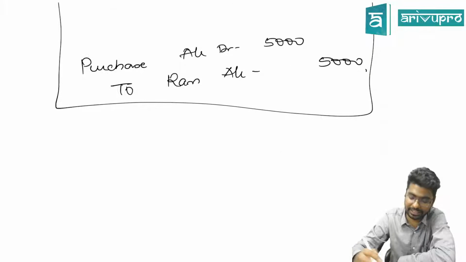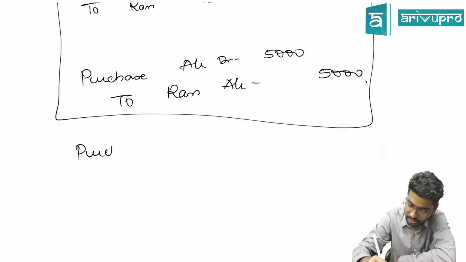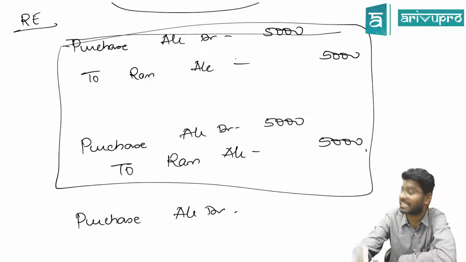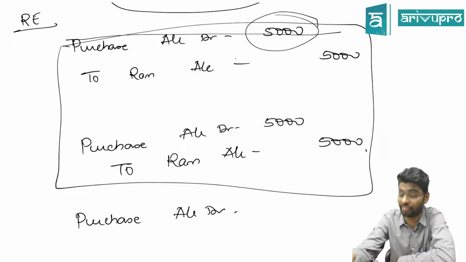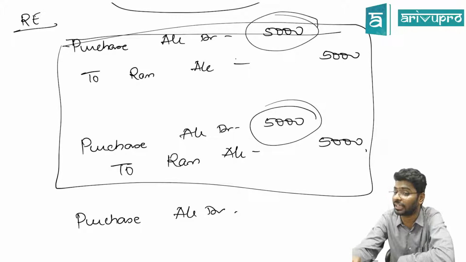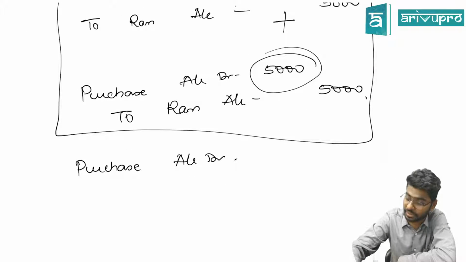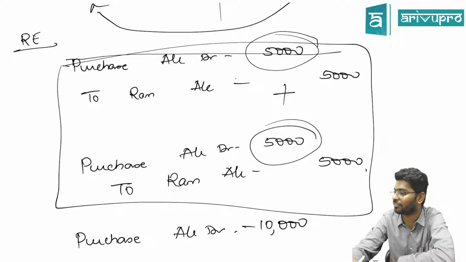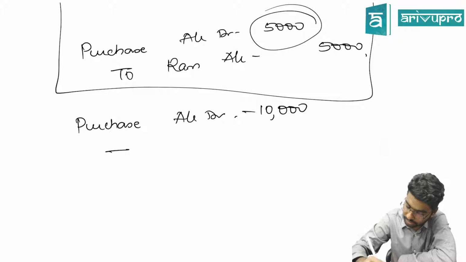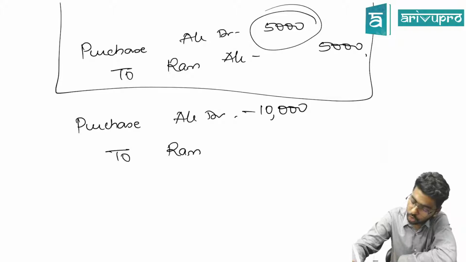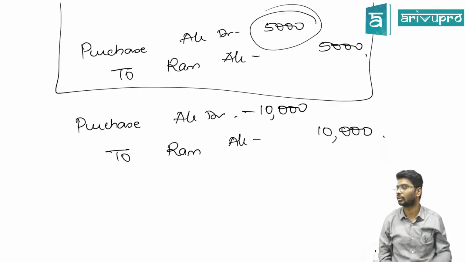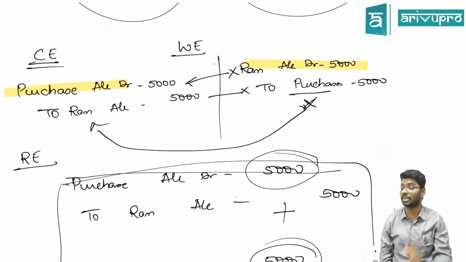So my rectification entry will be, guys, here, purchase account debit. In the first entry, it was debited by what? 5,000. In the second entry, it was debited by 5,000. That means add both the things. Purchase account was debited by 10,000. 5 from the first entry, 5 from the second entry. Second one, to Ram account 10,000. How many of you guys have a doubt in this? Now you guys speak.